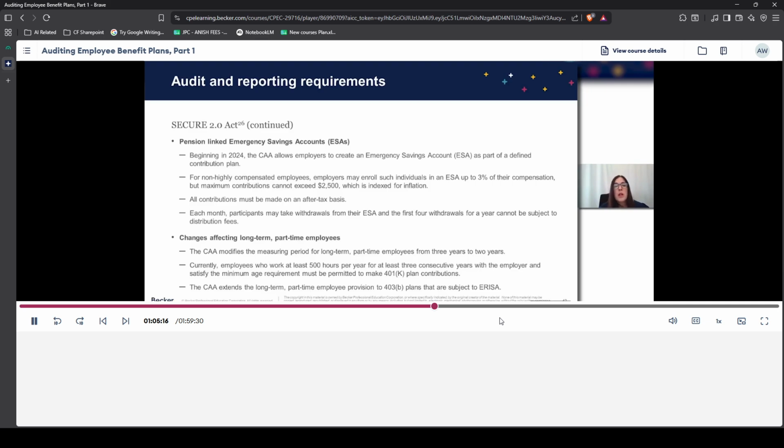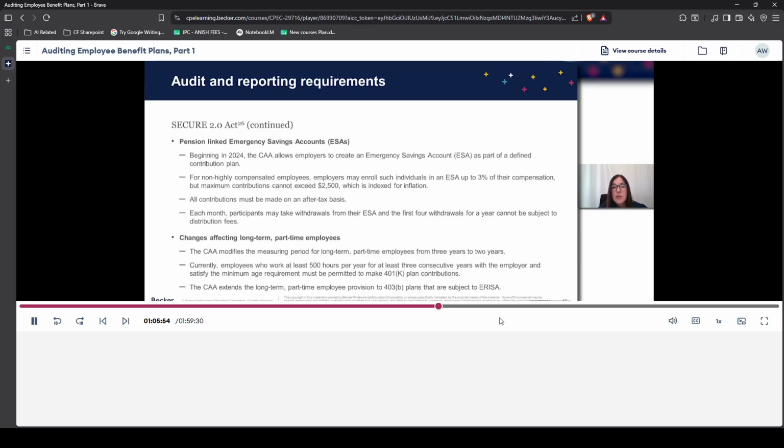Secure 2.0 also created pension-linked emergency savings accounts, these ESAs. So starting in 2024, the CAA allows employers to create an emergency savings account as part of a DC plan. So for non-highly compensated employees, the employer may enroll the individuals in an ESA up to 3% of their compensation, but maximum contributions cannot exceed $2,500. And all contributions must be made after tax.